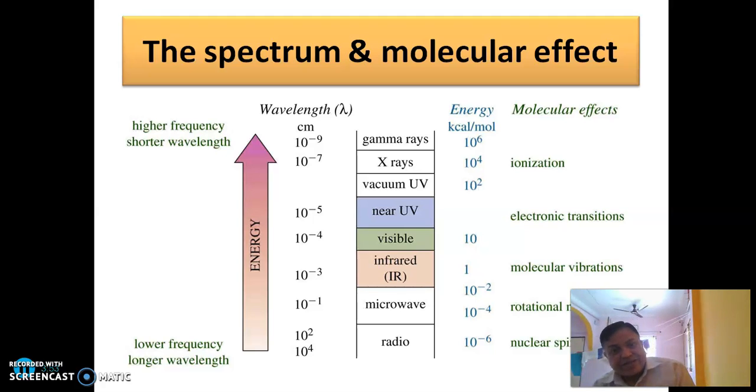Similarly, infrared radiation, we can see here, is divided into three different regions: near infrared, middle infrared, and far infrared. These three regions present in infrared radiation are situated between 2.5 micron to 25 micron. Infrared radiation is useful in analysis of organic compounds or samples at the molecular vibration level.